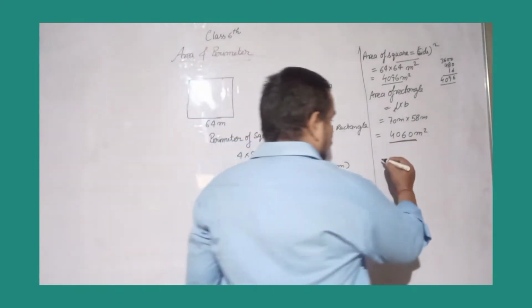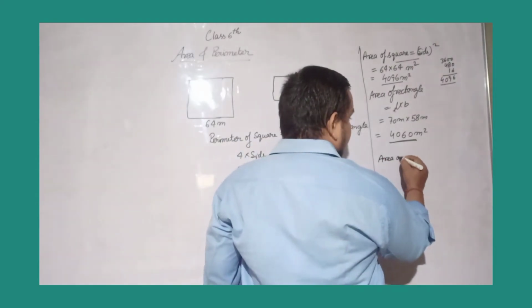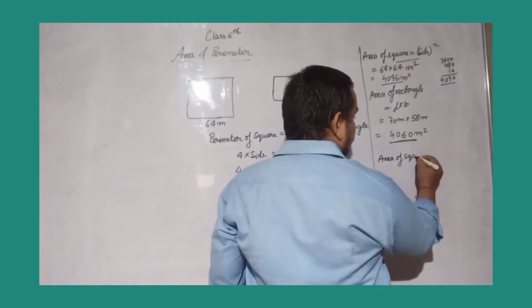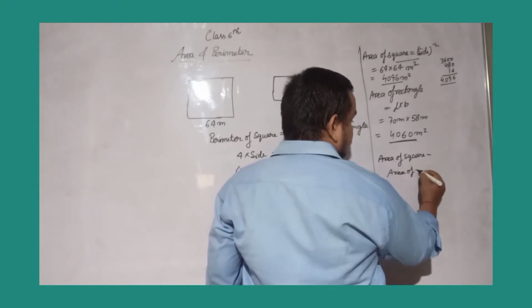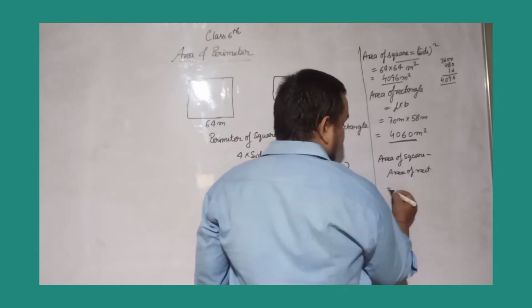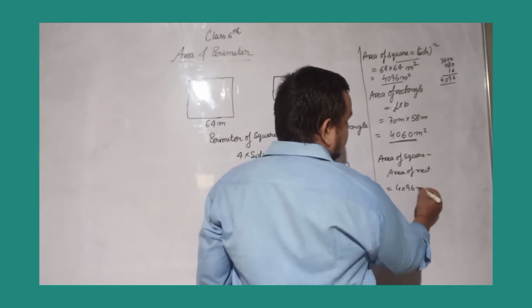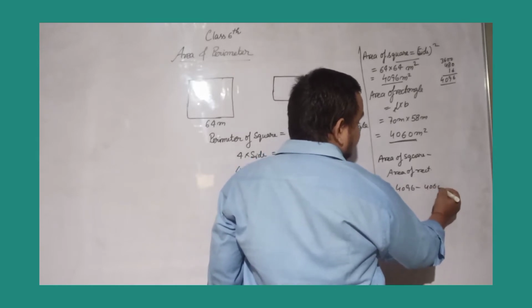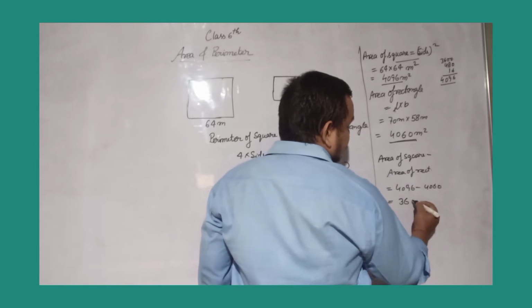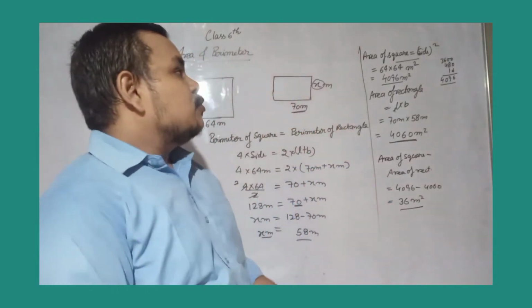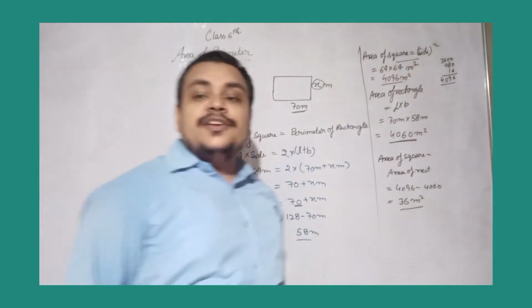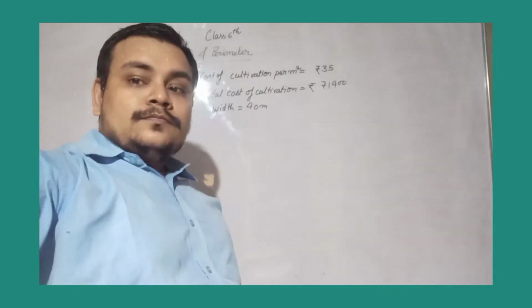Then area of a square minus area of rectangle. So it became 4096 minus 4060. It became 36 meter square, which is the difference between the area of a square and the area of a rectangle.